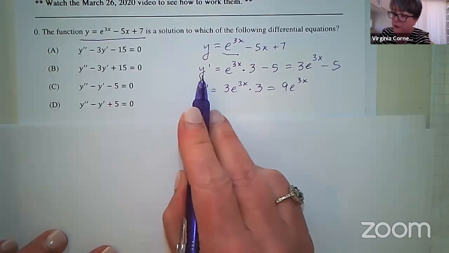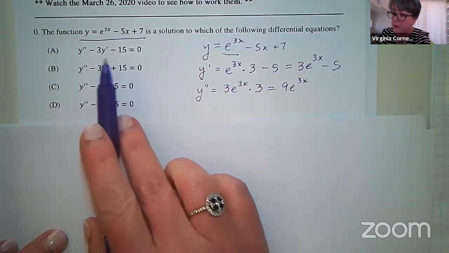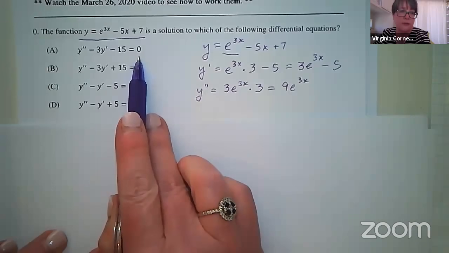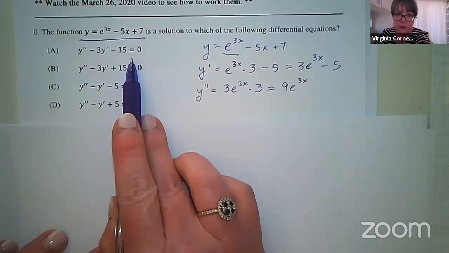So I've got my first derivative, I've got my second derivative, and now I can just go ahead and substitute them into the equation and see if I get a true statement or a false statement.